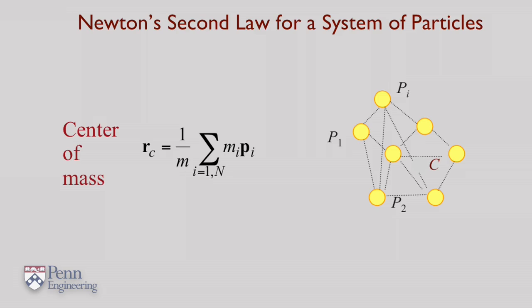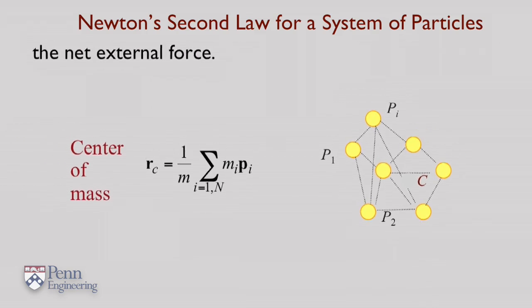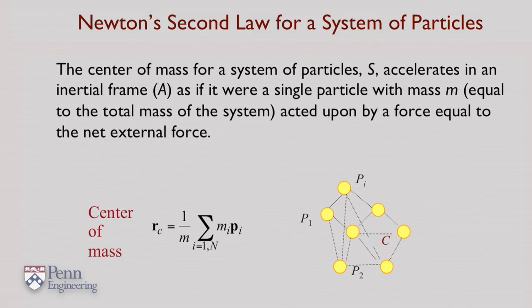We can now compute the average position vector by weighting each position vector with the appropriate mass. So the equation you see here, mi times pi, is essentially the weighted sum of all the position vectors. You divide that by the total mass m, and that gives you a new position vector. So this position vector defines the center of mass. It turns out that the center of mass for a system of particles S behaves in exactly the same way as a single particle would have behaved if it had been located at the center of mass.